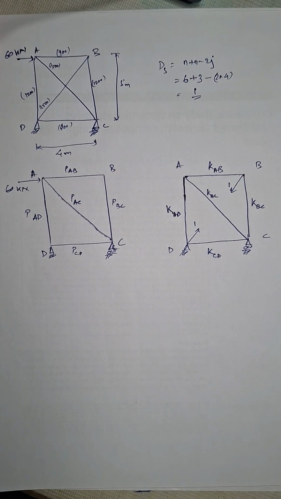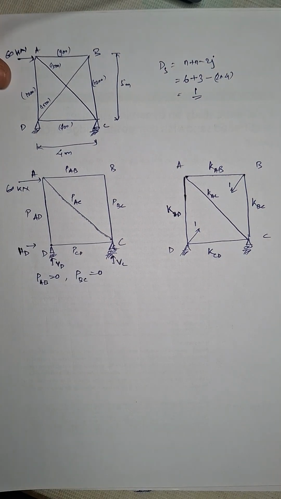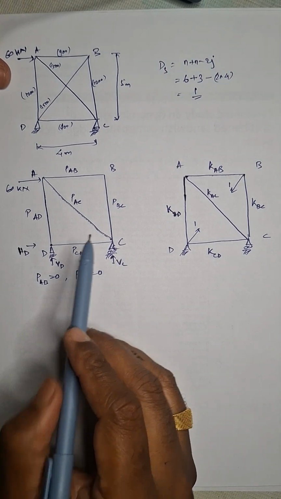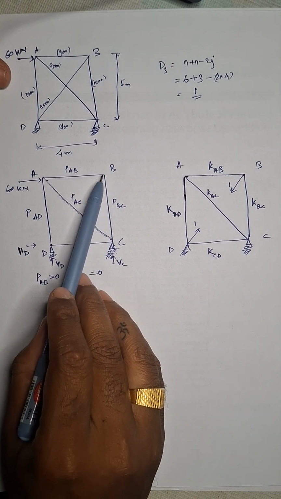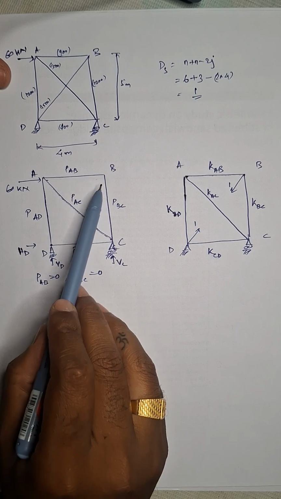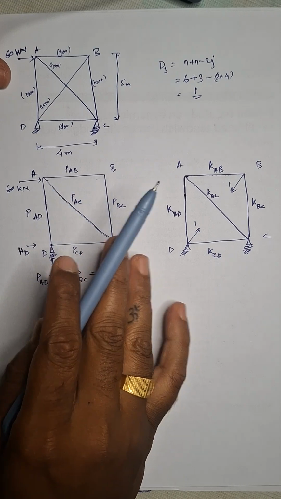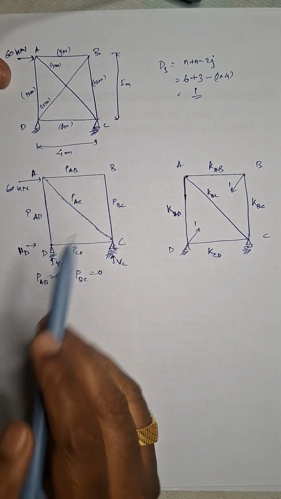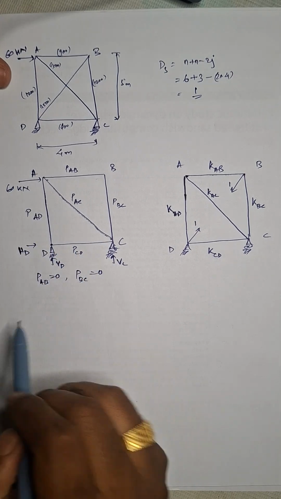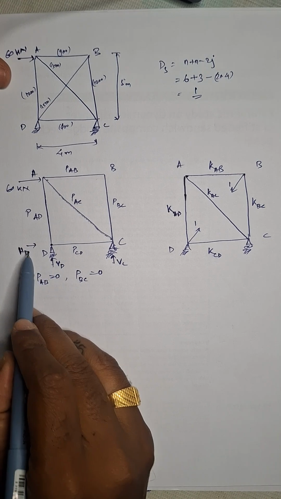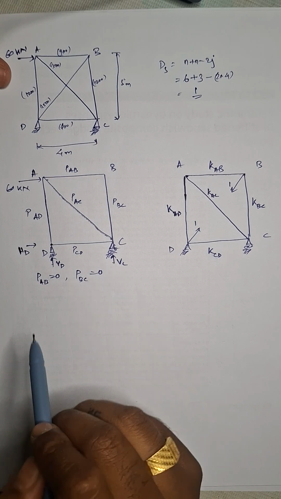If we solve this, we will get the values as I will write them. In this truss, P AB and P BC will become 0, because at a joint where only two members are connected, and there is no other support reaction or external loading, these two forces become 0. Now to find the other member forces, we need to find the support reactions: vertical reaction at D, horizontal reaction at D, which is the hinge support, and roller support reaction VC.